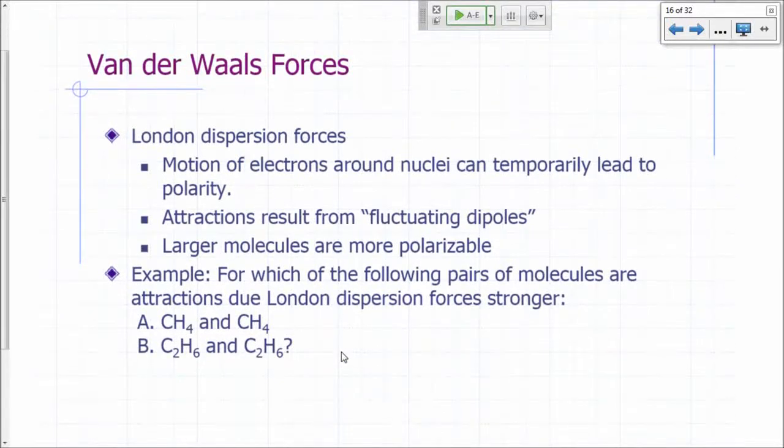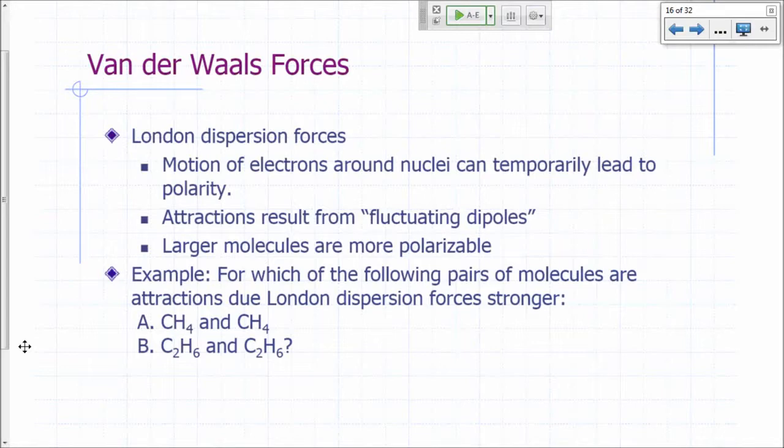So let's talk about London dispersion forces now. The motion of electrons around the nuclei can temporarily lead to polarity. One thing you have to keep in mind is that in atoms and molecules, electrons are always moving around the nuclei all the time, really fast. In fact, so fast that it's convenient for us to imagine the electrons as a blur or a cloud around the nuclei, right?